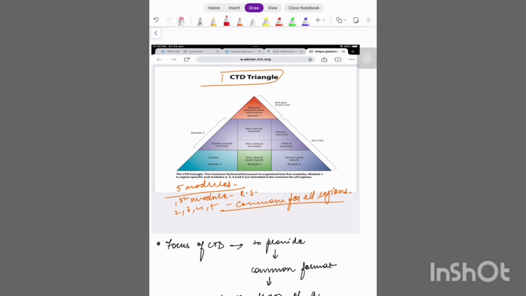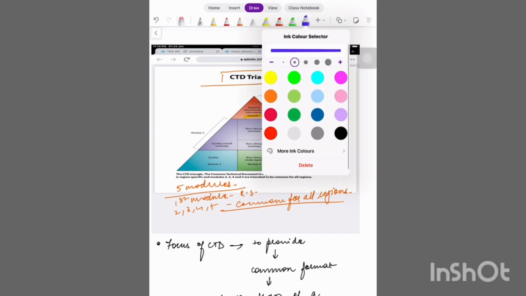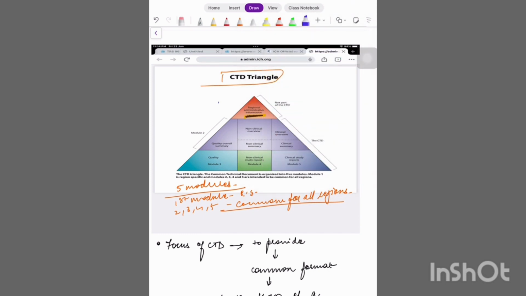Okay, here I'll highlight it. Module 1. Okay, so this is, let's start with green more. Okay, so this is module 1. Why do they say here it is not the part of CTD? Because it is region specific, obviously, and regional administrative information. So why region specific? They said because as per your own region, administrative information will change.